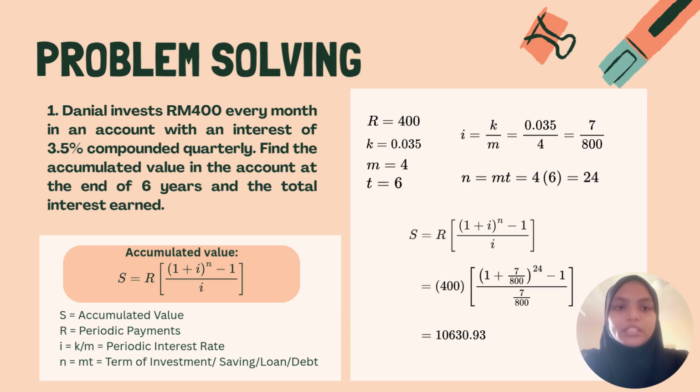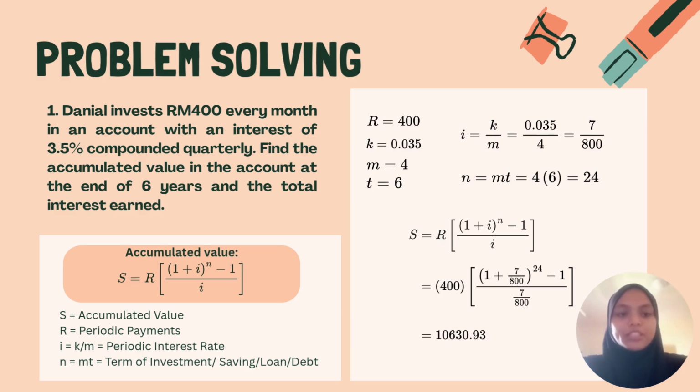From the question, R equals 400 ringgit, K equals 0.035, M equals 4 since it is compounded quarterly, and T equals 6 years. Next, we calculate the periodic interest rate I equals K over M, equals 0.035 over 4, and we will get 7 over 800. Then, the number of interest periods in the investment period, N, equals M multiplied by T. So, 4 multiplied by 6 equals 24.